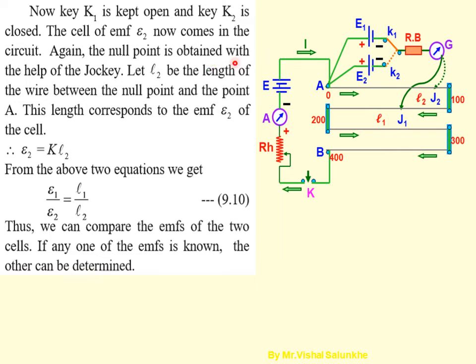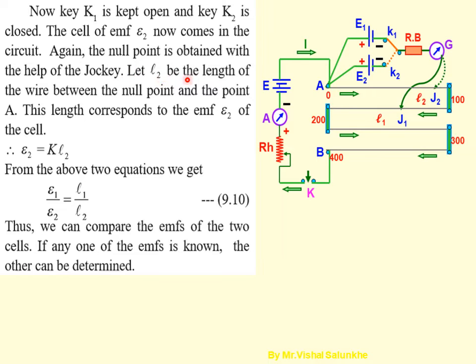Again the null point is obtained. We do the same procedure, sliding the dotted jockey, because the other one we have already used. Again we slide the jockey over the manganin wire. Wherever the galvanometer shows null deflection, there we stop and note down the reading. Suppose we get the null deflection here; this is J2. The length between J2 and A is L2, the balancing length.